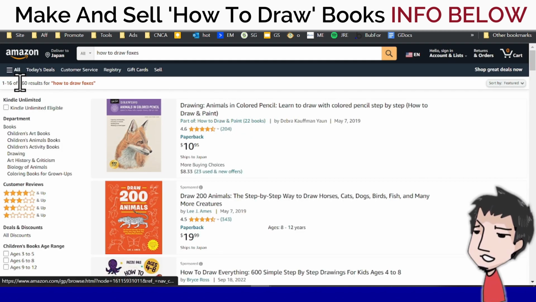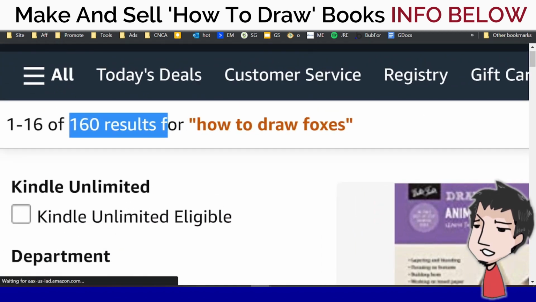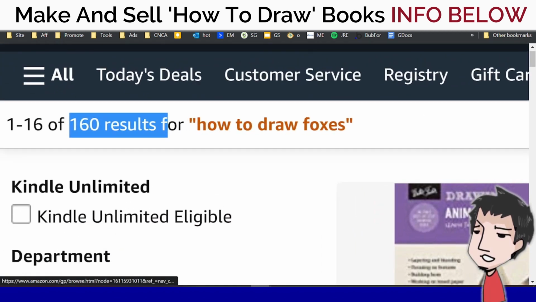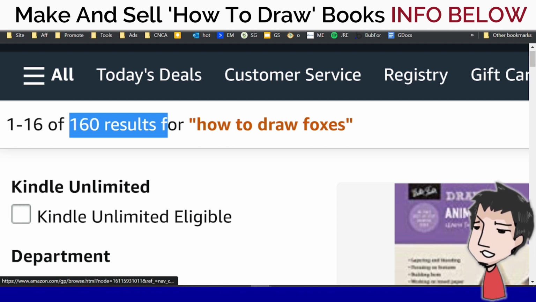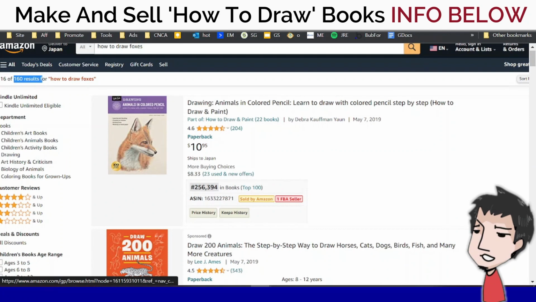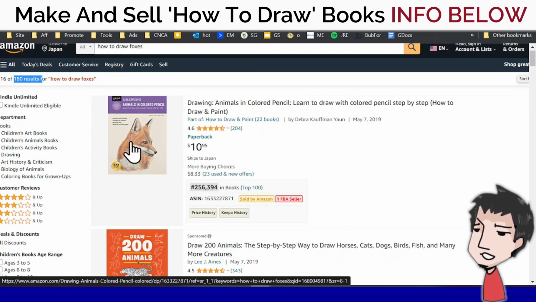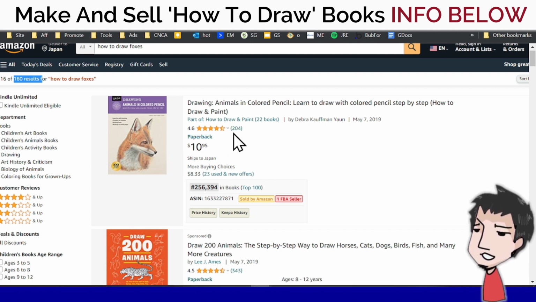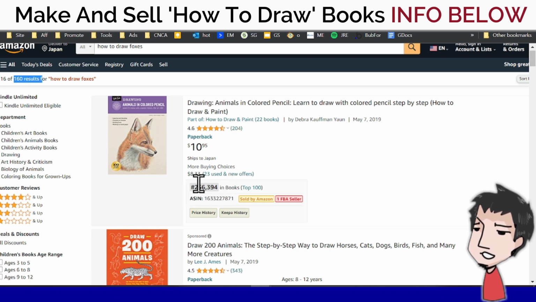Again, extremely low. Check this out. Under 1,000. Okay, under 1,000. That's great news. This is ridiculously low in a good way. Okay, as you can see, how to draw animals. This one has only a picture of a fox in the front. And this is already selling like gangbusters. They have over 200 reviews. They have a solid BSR score. That means it's already selling.